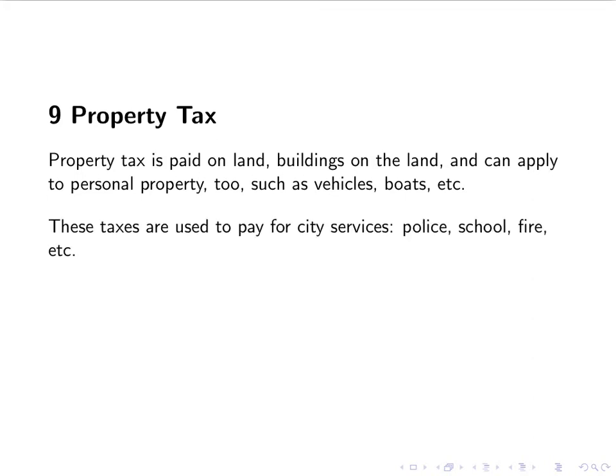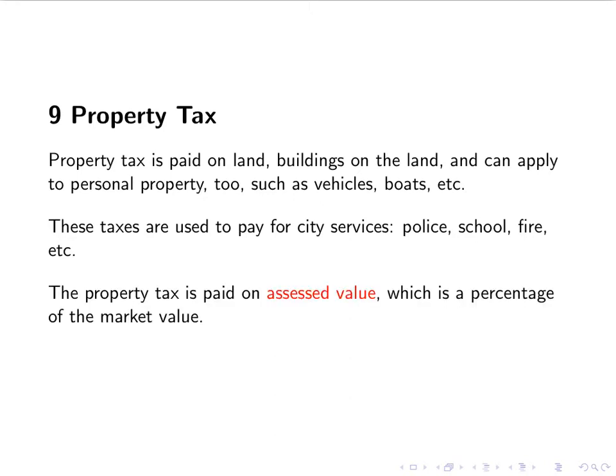These taxes are used to pay for city services, so the police, the public schools, the firefighters, that type of stuff. The property tax is paid on what's called an assessed value, which is a percentage of the market value. So there are two percentages. There's the property tax percentage, and there's the assessed value percentage. And both are very important to keep in mind when buying a house. You don't just want to look at the property tax percentage, but also the assessed value percentage.